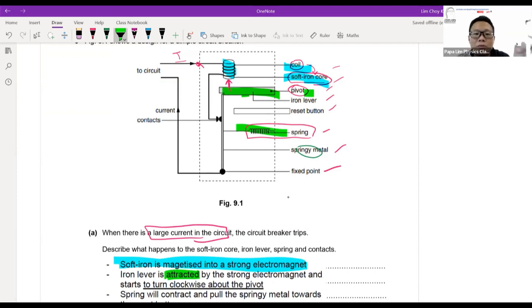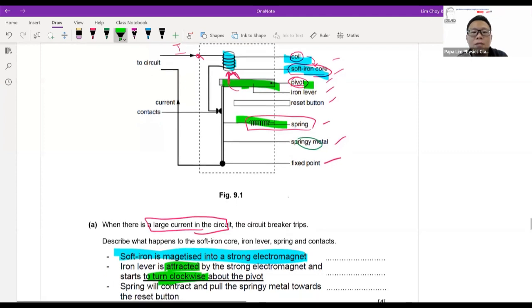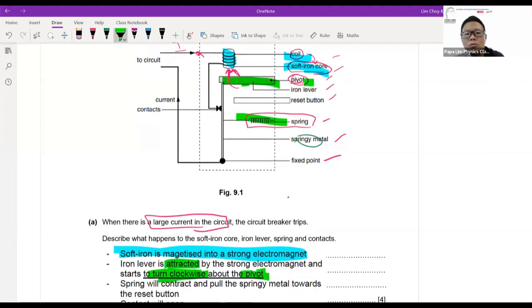And how it is attracted: with respect to the pivot, it will rotate clockwise. So this is what we mean by a clue in the labeling. The lever will be attracted upwards, and it's not just moving upwards, it's actually rotating. Moving upwards and rotating clockwise about the pivot. Look at the clues.